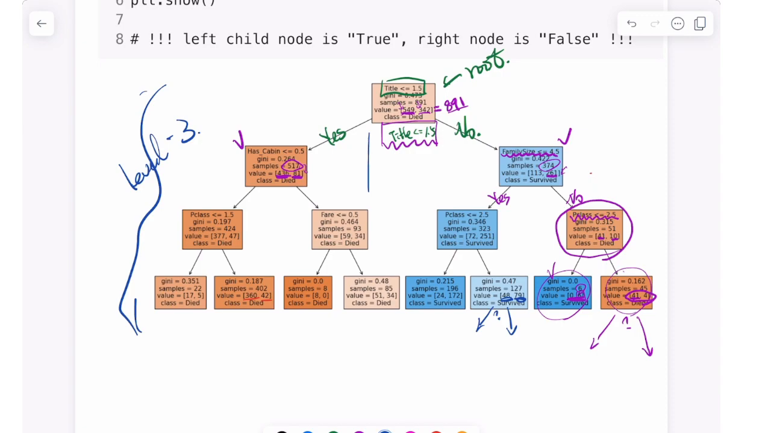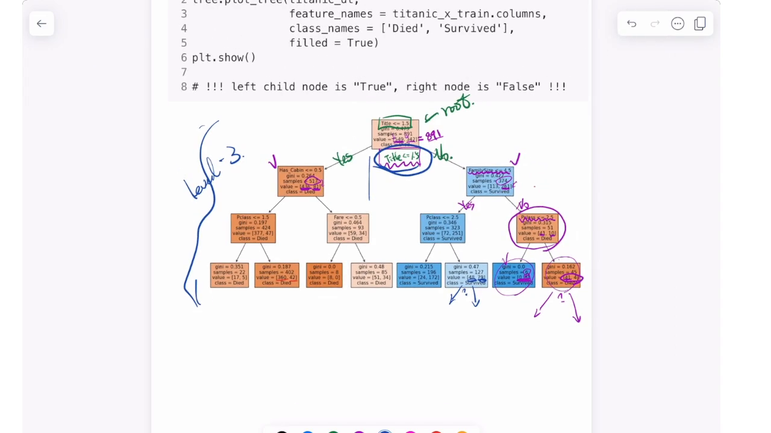But still, we have a question: how do we know title equals 1.5 is the best question we should ask first? So in the following classes, we will tell you how we decide which variable should be the first question to ask, and what value should be used as the boundary line. Okay, so that is how we read it.